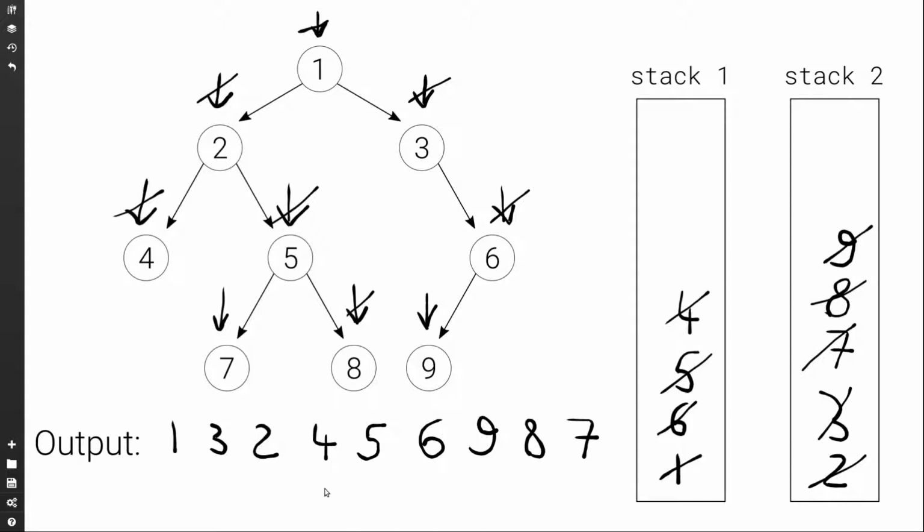So the final output would be 1, 3, 2, 4, 5, 6, 9, 8, 7, which indeed is the spiral level order traversal of this tree. Let's see how to implement this.